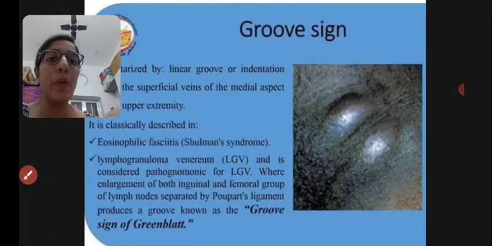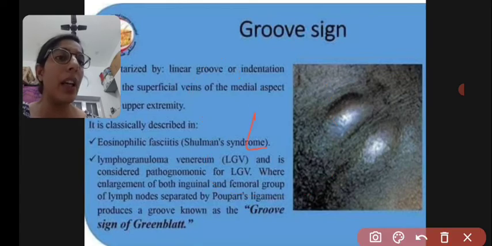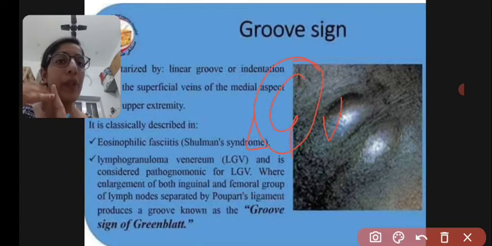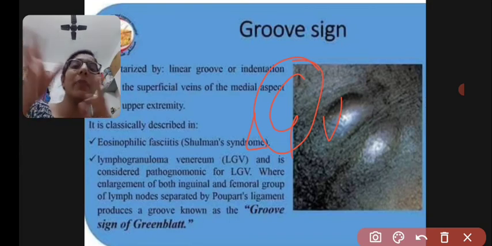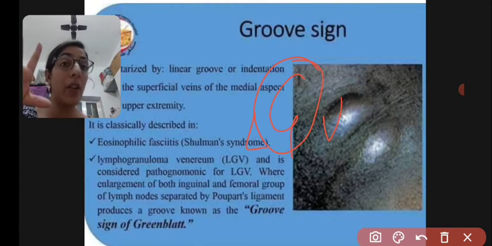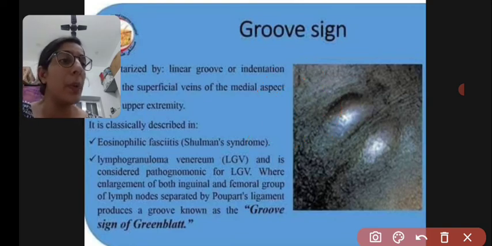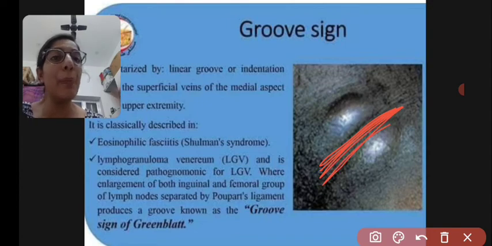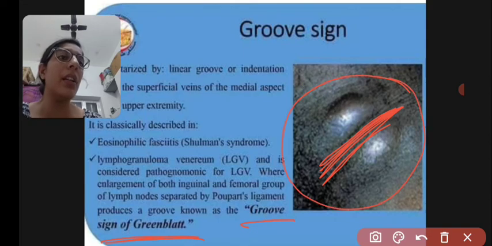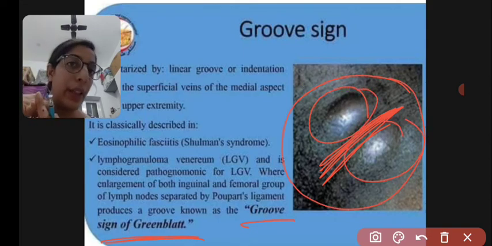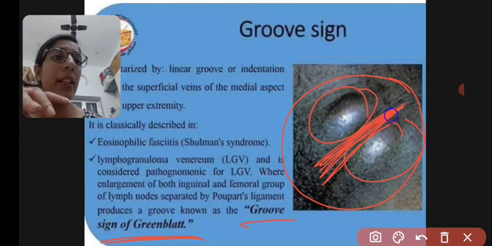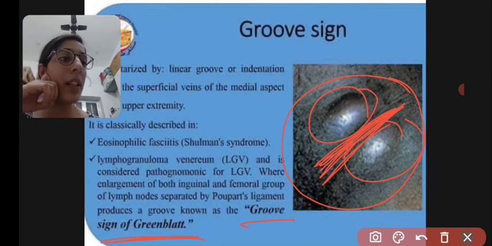The groove sign is seen in LGV. Okay, LGV, groove sign. Elephantiasis is a disfigurement of the female genital organs. This one is known as the groove sign of Greenblatt. These are the inguinal lymph node inflammation, and this one is Poupart's ligament. Poupart's ligament is also known as the inguinal ligament.